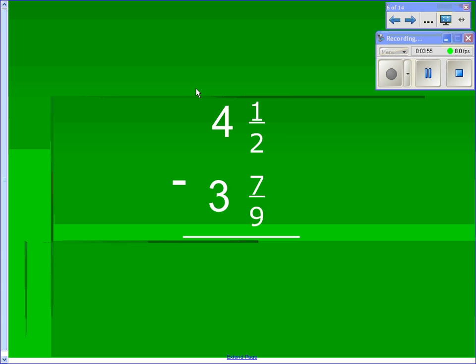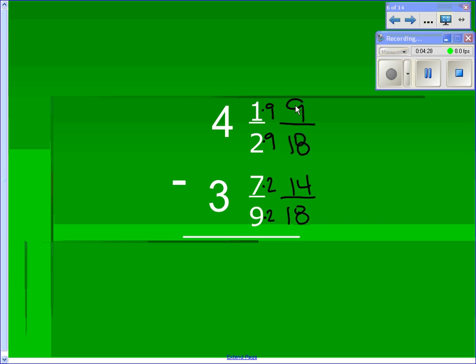Okay? So we need a common denominator between 2 and 9. What's a common denominator between 2 and 9? 18. What do we do with the 2 to get to 18? We multiplied by 9. Remember, whatever you do to the bottom, you have to do to the top. 1 times 9 is 9. What did you do with the 9 to get to 18? You multiplied by 2. Whatever you do to the bottom, you have to do to the top. 7 times 2 is 14.